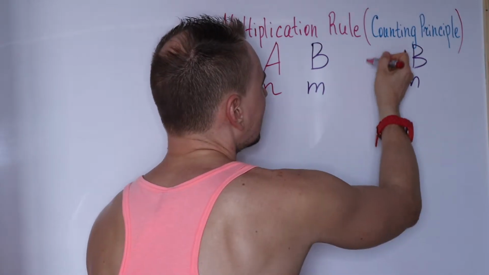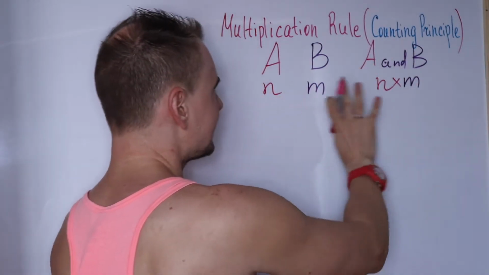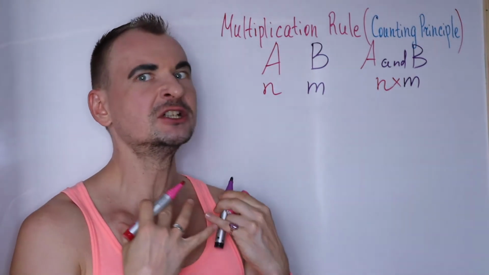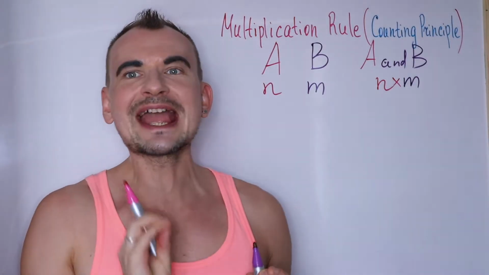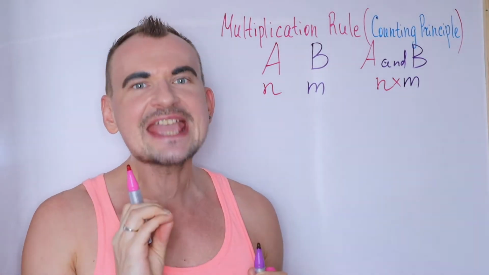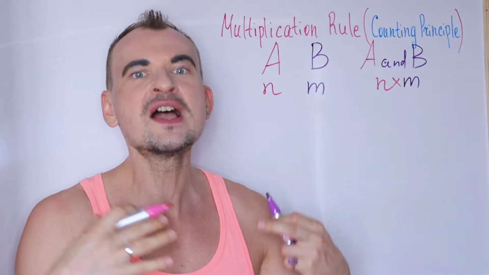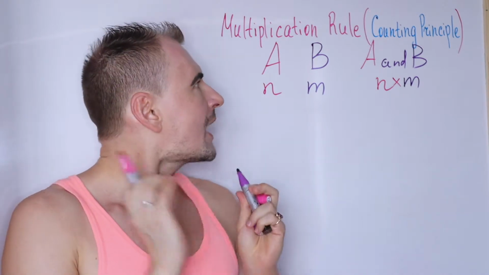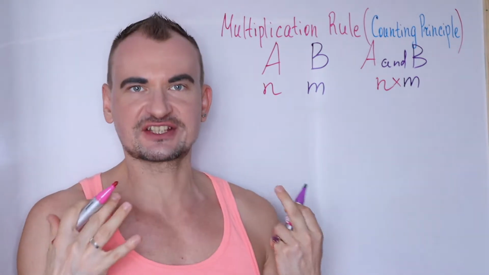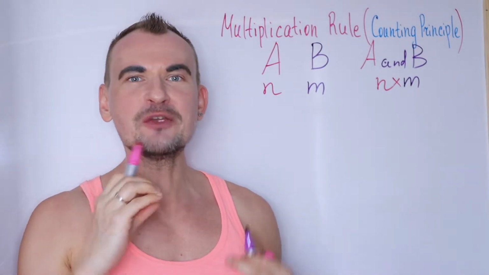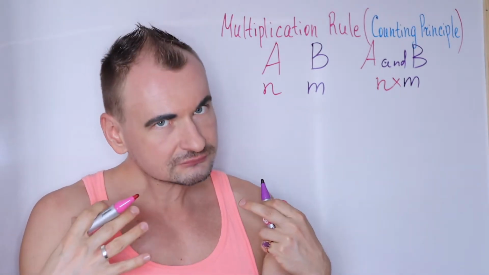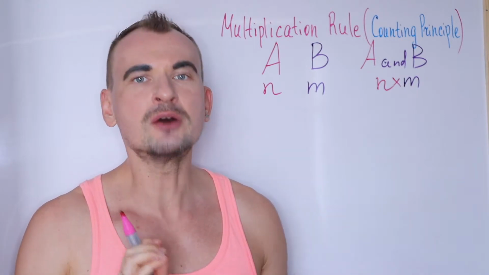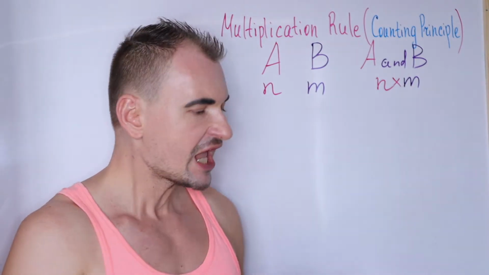Now, that's basically the idea of the multiplication rule. This multiplication rule can be extended to any number of successive events. Also, a counting principle asks in how many ways some event occurs. Now, let's put it to the test.